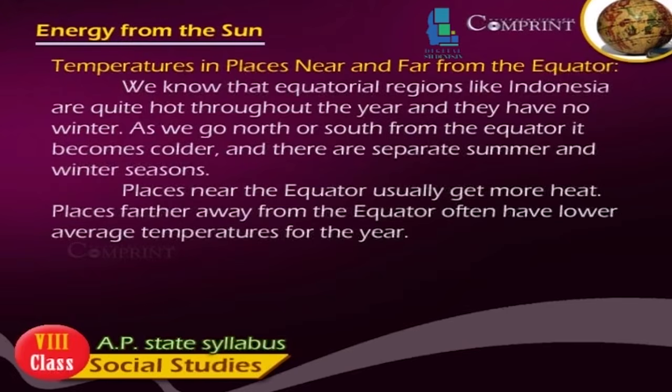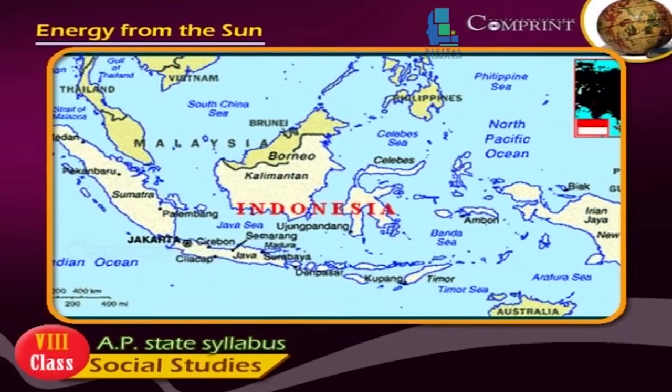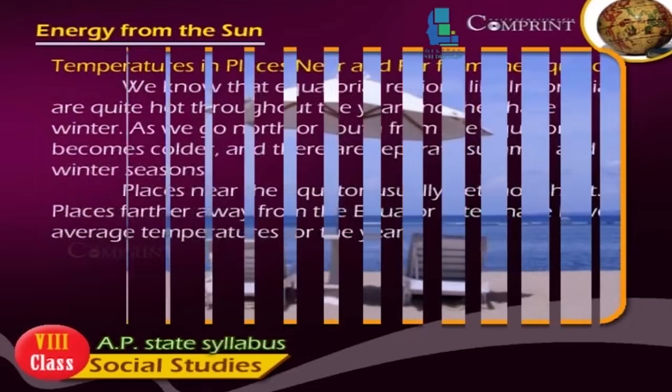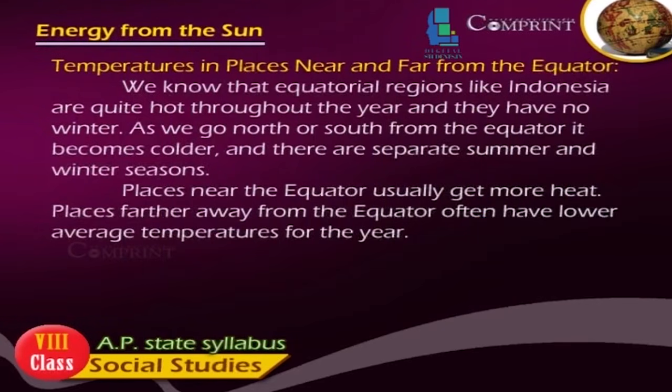Temperatures in places near and far from the equator. We know that equatorial regions like Indonesia are quite hot throughout the year and they have no winter. As we go north or south from the equator, it becomes colder and there are separate summer and winter seasons. Places near the equator usually get more heat. Places farther away from the equator often have lower average temperatures for the year.